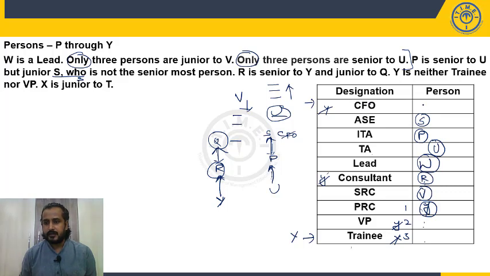Now, before Y, R. Before R, Q. So X is junior to T. What are the 2 positions that I left? Trainee and VP. So X will be the trainee, T will be the VP.